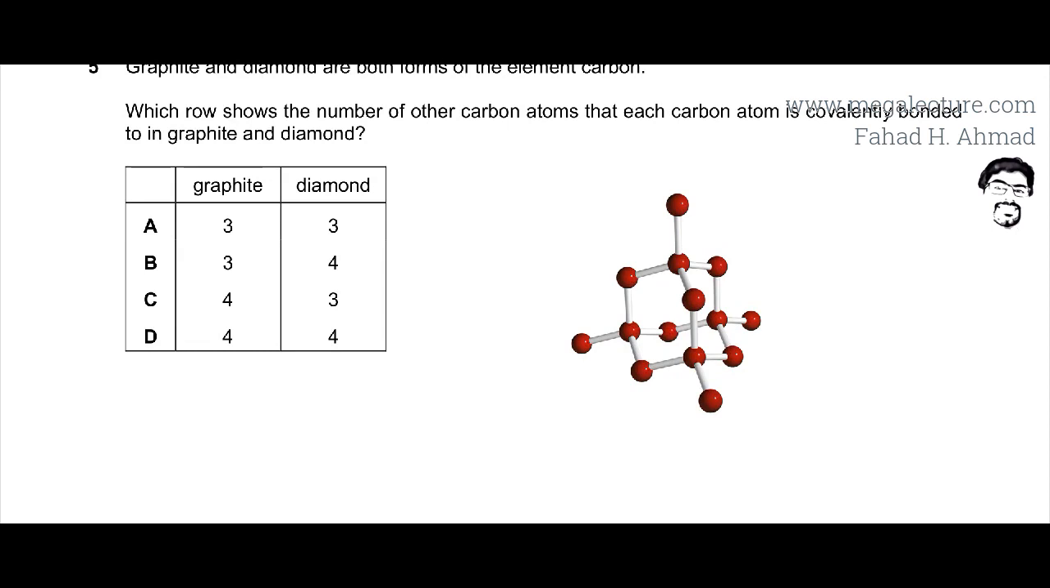for this question, it's going to be option B, because in graphite, as I showed you earlier, each carbon atom was bonded to 3 carbon atoms, and the fourth electron in carbon was delocalized, conducting electricity. Whereas in diamond, it's a three-dimensional structure where each carbon atom is bonded to 4 different carbon atoms. Option B is going to be your correct option for this question.